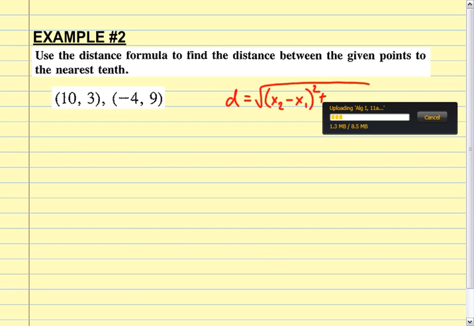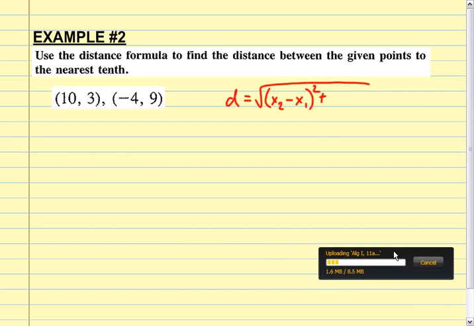Squared plus, y2 minus y1, squared. Beautiful. Okay, that's our formula.